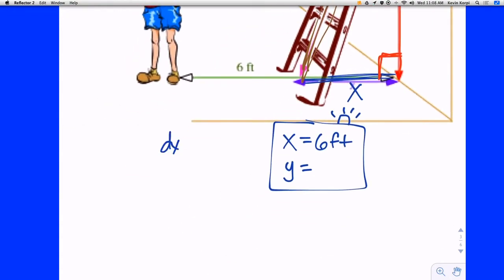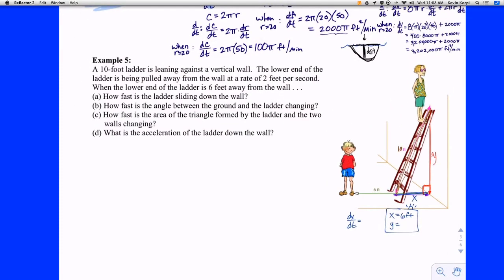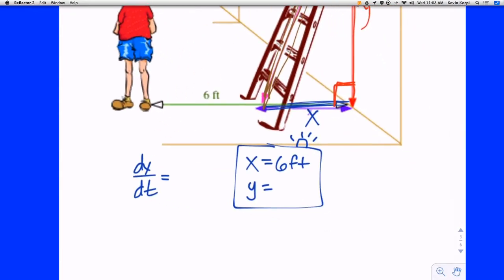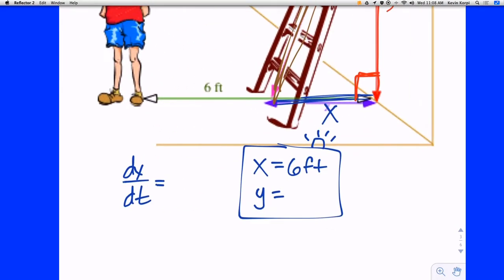So that's going to be dx dt, and it's being pulled away at a constant rate, we can assume, of 2 feet per second. So is it going to be positive 2 or negative 2? It's being pulled away. Should be positive. All you have to do is ask yourself, is X getting bigger or smaller? X is getting bigger, right? So it's positive 2. So dx dt is positive 2.